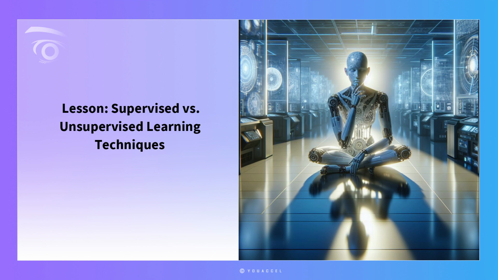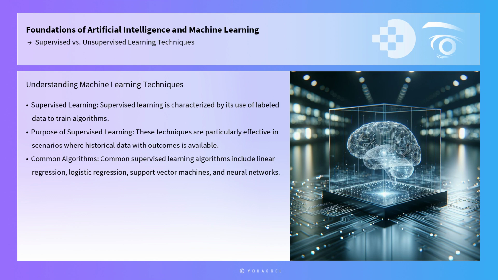Lesson: Supervised versus unsupervised learning techniques. Supervised and unsupervised learning are pivotal branches of machine learning, each serving distinct purposes and applications within artificial intelligence. Understanding these techniques enables professionals to select appropriate models and frameworks to solve complex problems.